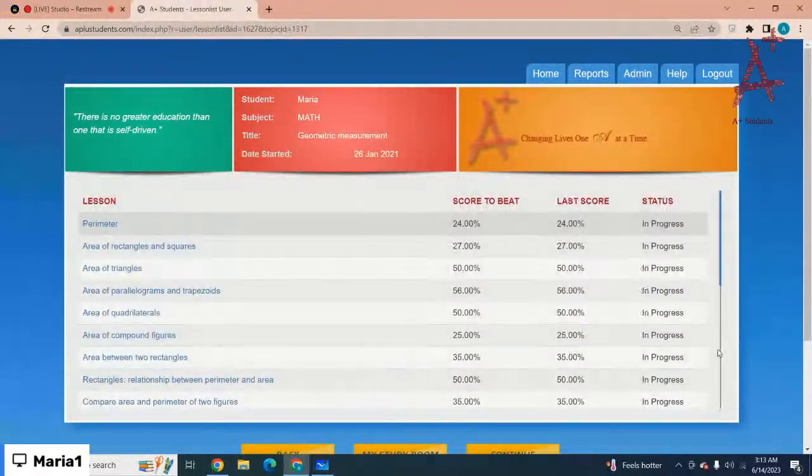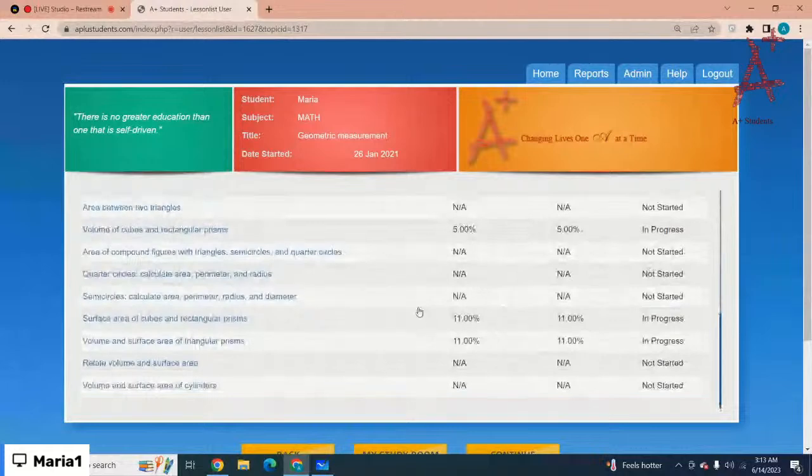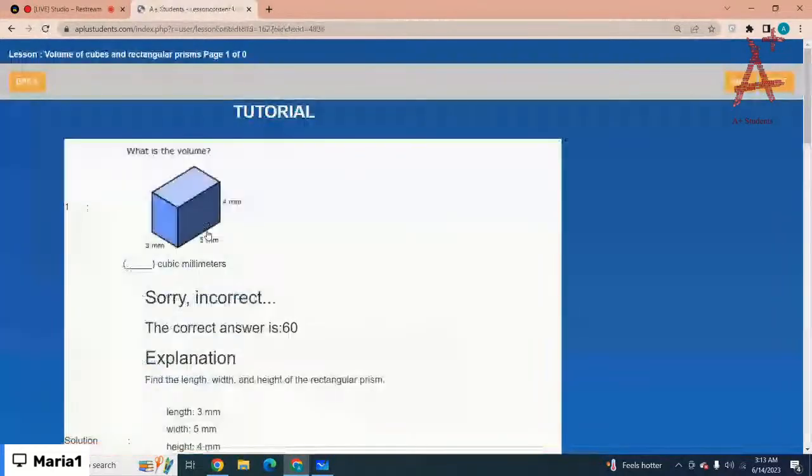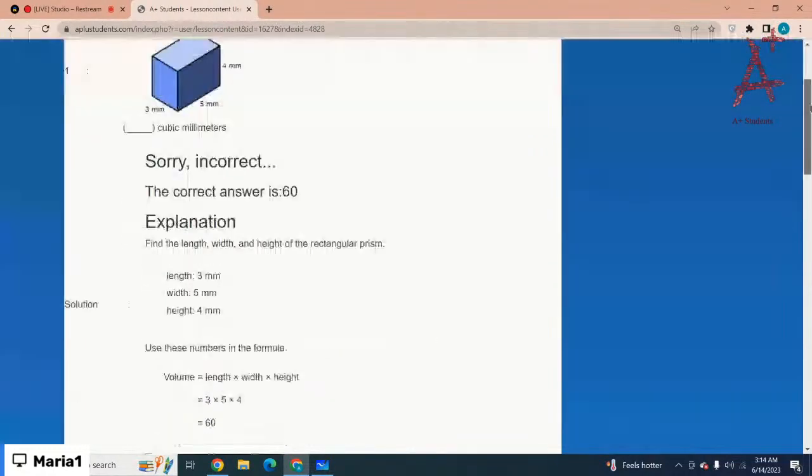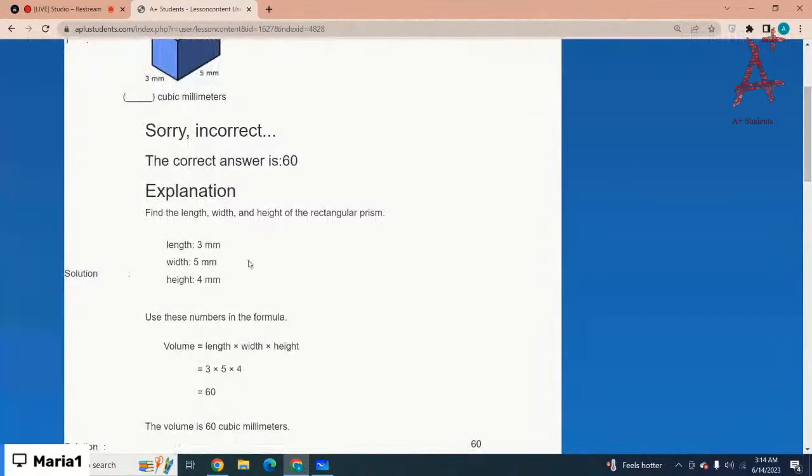The lesson name is volume of cubes and rectangular prisms. What is the volume? You are given a rectangular prism, and you have to calculate the volume of the rectangular prism. Got it? So here is the example. You have to calculate the volume of the prism.